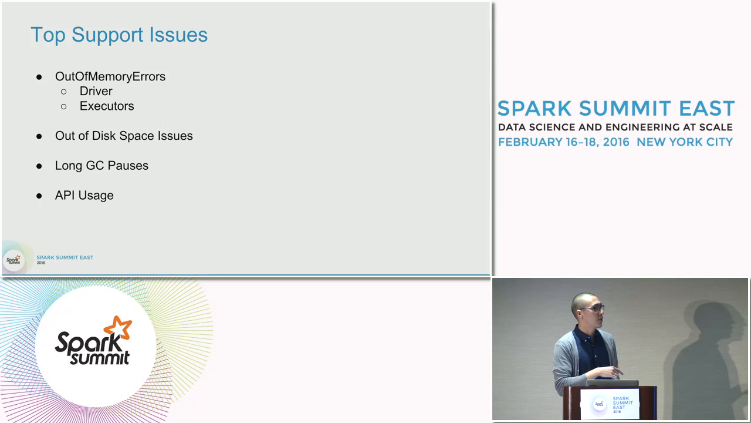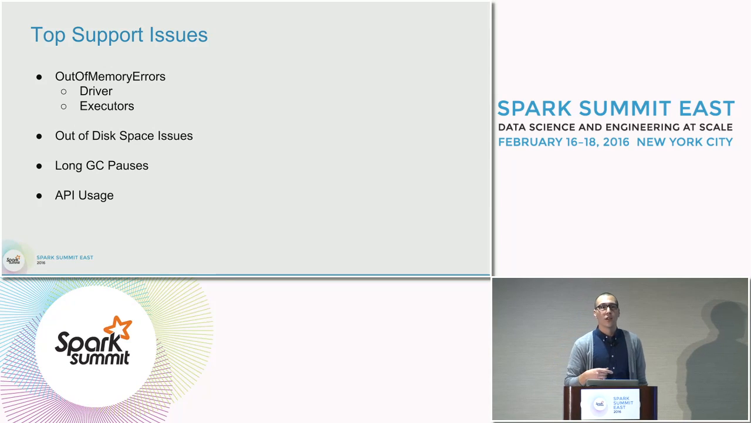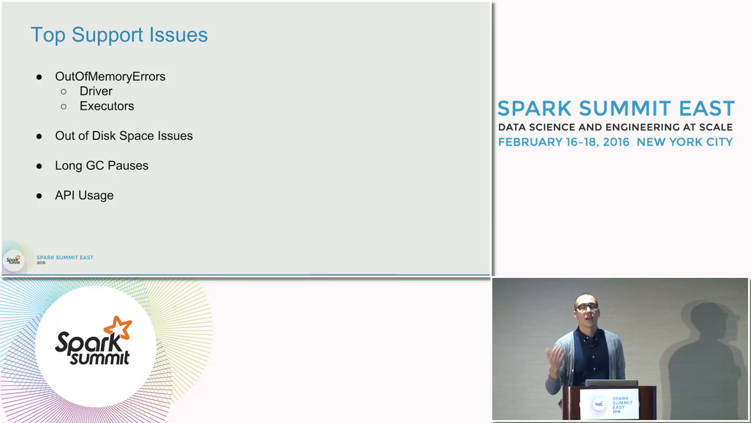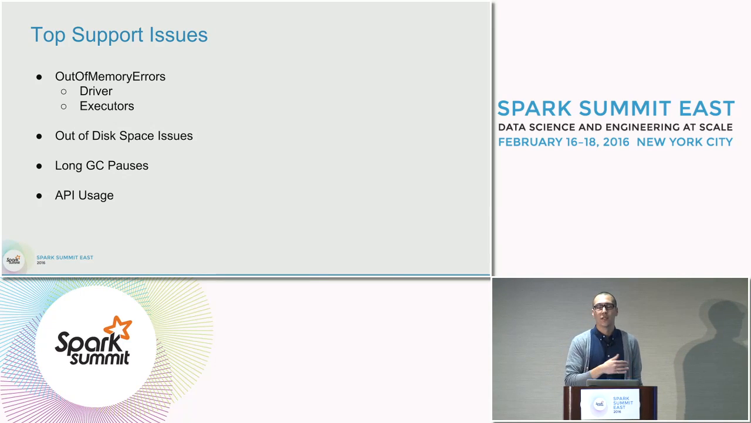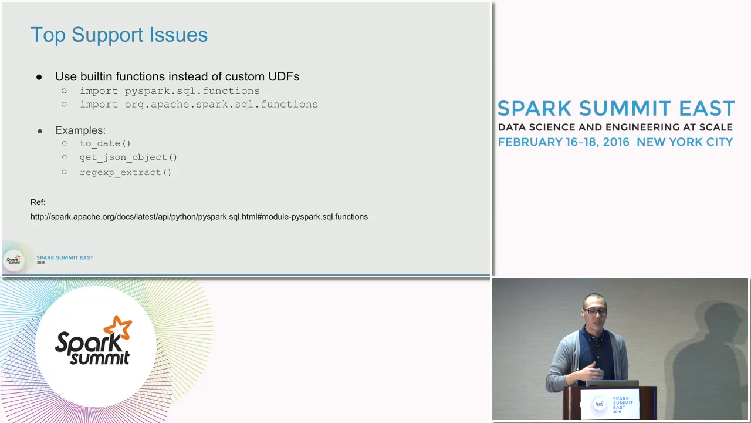And then making use of the right APIs. A lot of the performance issues that we run into were just users trying to write their own APIs or user-defined functions and not calling the right APIs that are already built into the framework, right? I'll go into it in the next slide. There are a lot of functions already built into Spark that you should be leveraging.